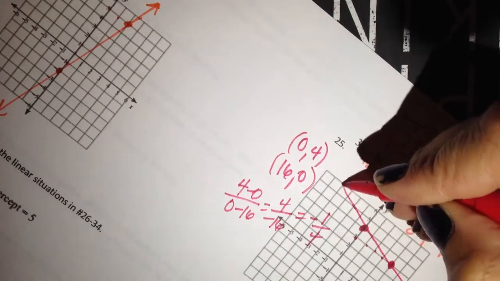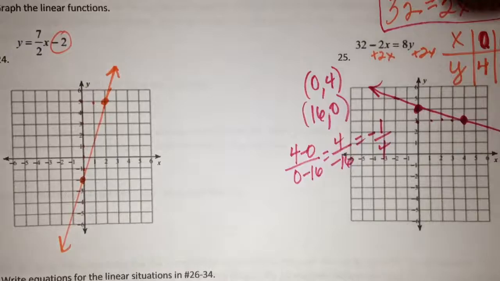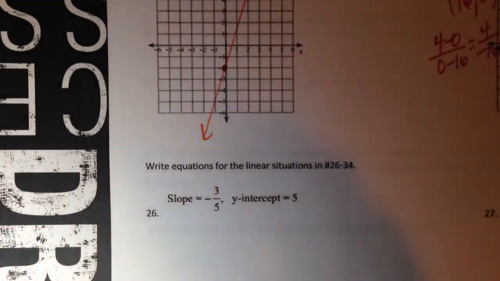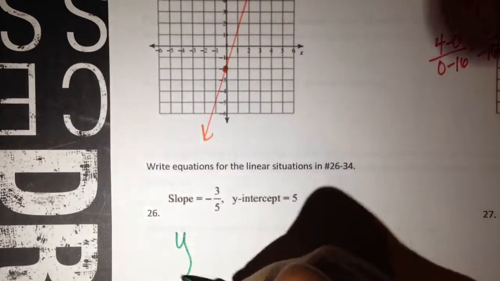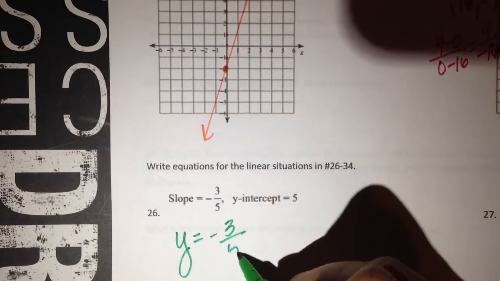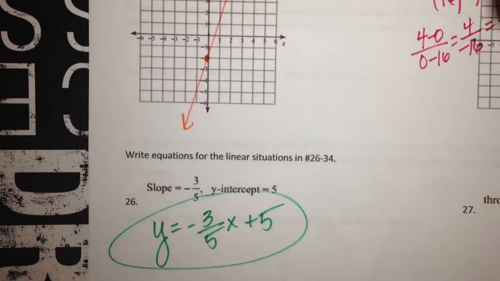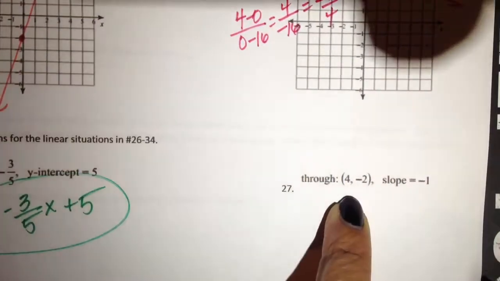And again, since I don't know anything about the context of this problem, I'll assume that all the values along that line make sense. Moving on, I'm going to write some equations. Number 26, let's see what it lends itself to. I have a slope and a y-intercept. y equals mx plus b. Easy money.